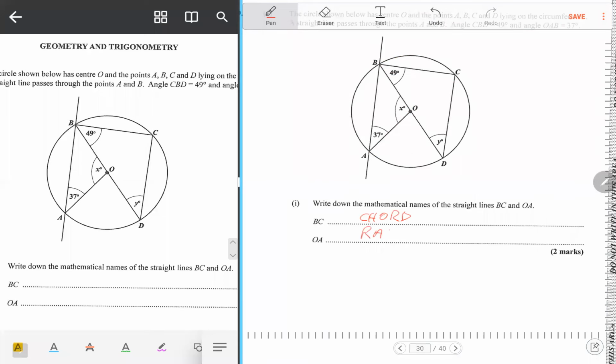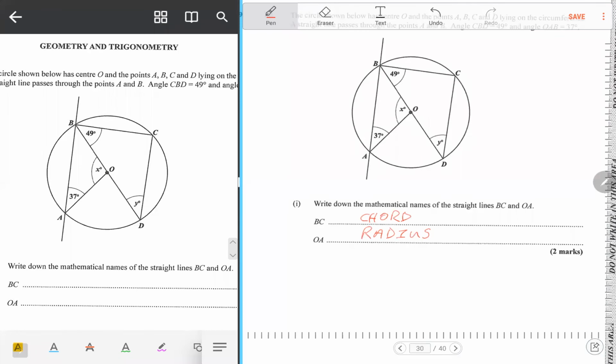Remember the word radius has 2 meanings. Radius is the physical line, but radius also is the length. The length of the line is also called a radius. In this case, the word radius is taken to mean the physical line and not the length of the line, but it's still called a radius. All right, so that's the first part.